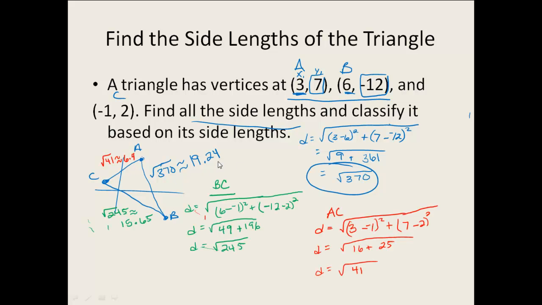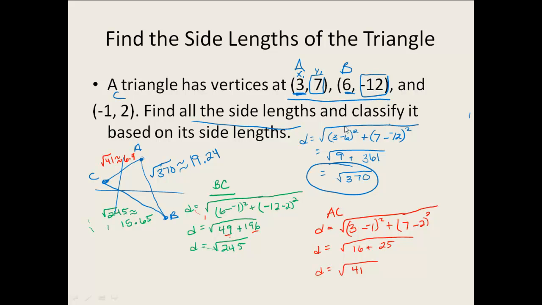Alright, to find BC, I did that here in the green. I subtracted my x values, subtracted my y values, and squared them both. You should never get a negative number when you square this, because anytime you square a negative, it turns positive. So these two numbers should always be positive. And I found D to be the square root of 245, which is about 15.65. Then I found AC over here in the red using the same process. I got the square root of 41, which is about 6.4.